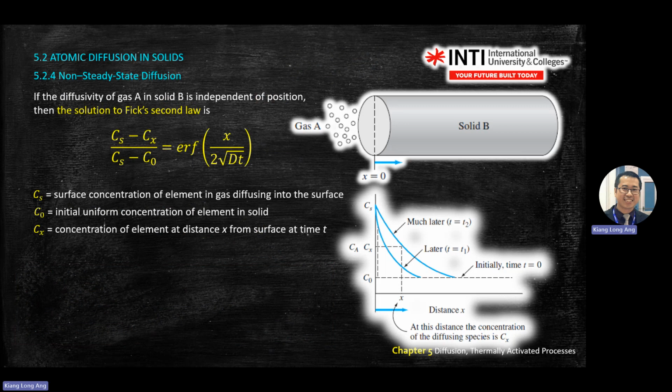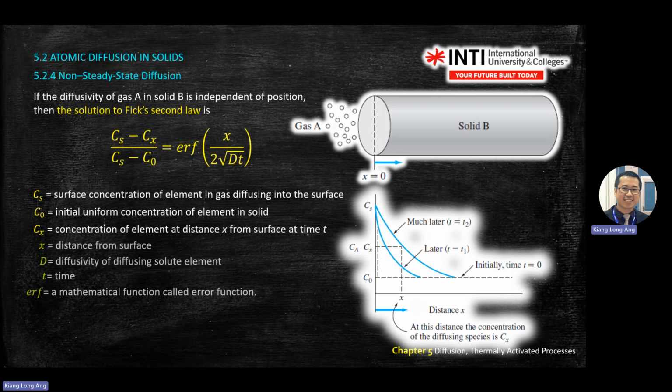CS is the surface concentration of the gas diffused into the surface. C0 is the initial concentration before the case. Cx is the concentration at the distance that you want to find. You apply this only for non-steady state diffusion. If the question mentions Fick's second law, it means it's a non-steady state.